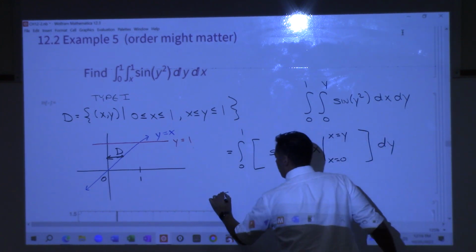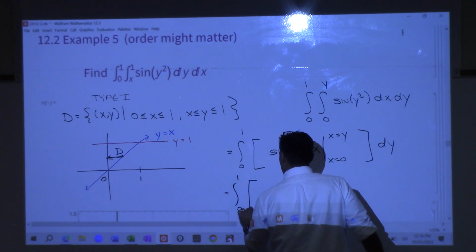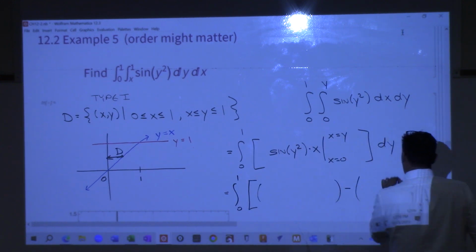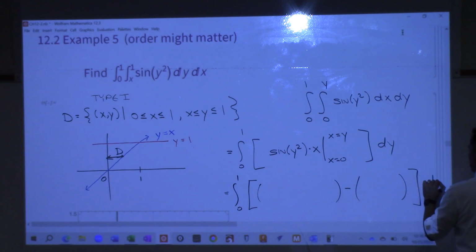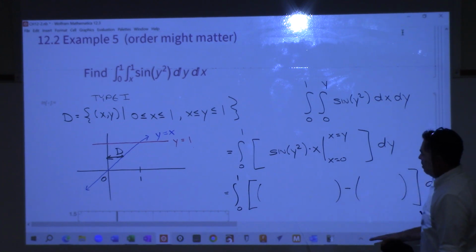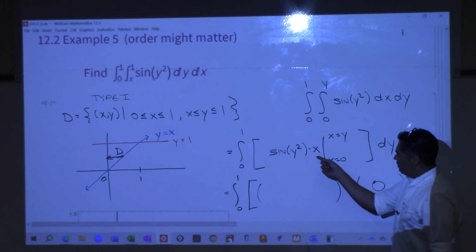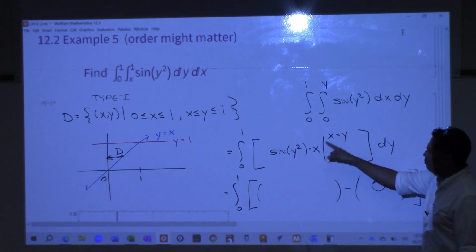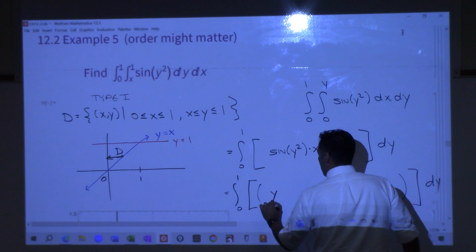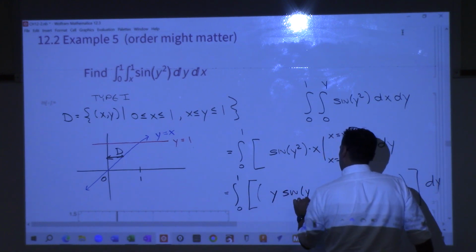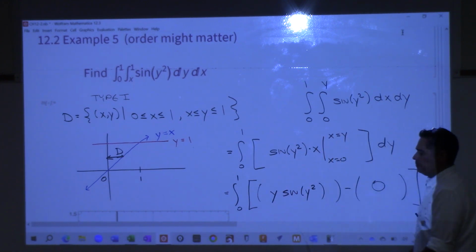And now this becomes the integral from 0 to 1. I'm going to plug in for x. This second one's going to go to 0, it just goes away because when we plug in 0 for x, it's gone. When we plug in y for x, we get this, and I'm putting it in front: y sine y squared.